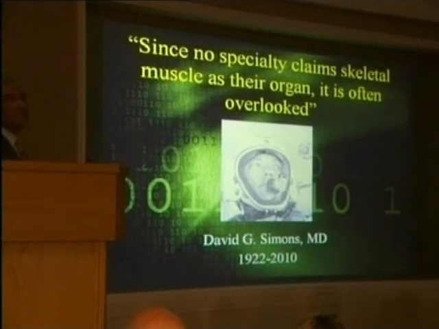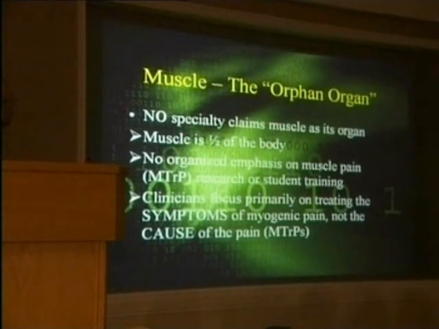So we really owe a debt of gratitude to Travell and Simons, and as most of you know, David Simons passed away. I went to his memorial service that was held in Covington, Georgia last year. But I find this quote that he said so prophetic: since no specialty, referring to medical specialties, claims skeletal muscle as an organ, it is often overlooked. I know in physiotherapy you folks live in muscle, but he was talking specifically about medical specialties. So he coined the term orphan organ. Because no medical specialty claims it, despite the fact that it's half of the body by weight, there's no organized emphasis on muscle pain, in this case trigger point research and student training.